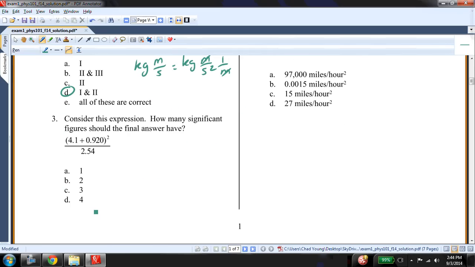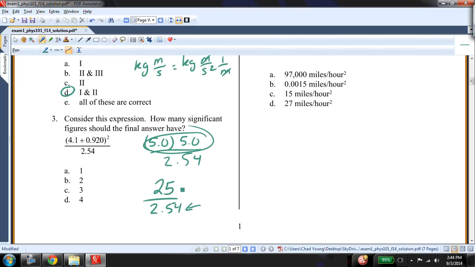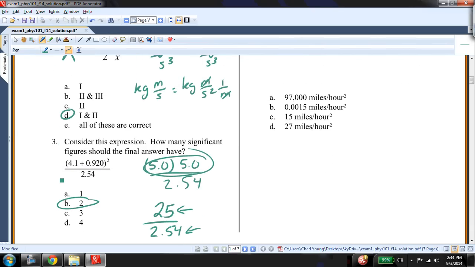Consider this expression. How many sig figs should it have? All right. Well, first I do this addition, and I keep the lowest number of decimal places. That would be 1 decimal place. So it'd be 5.0, and then that's squared. So it's like 5.0 times 5.0 over 2.54. And then I do this multiplication. That would keep the lowest number of sig figs. So that would be 25, keeping 2 sig figs, over 2.54. And this has a value, I don't know what it is, but here I have 3 sig figs, here I have 2. I'm going to keep 2 sig figs. That's number 3, B.